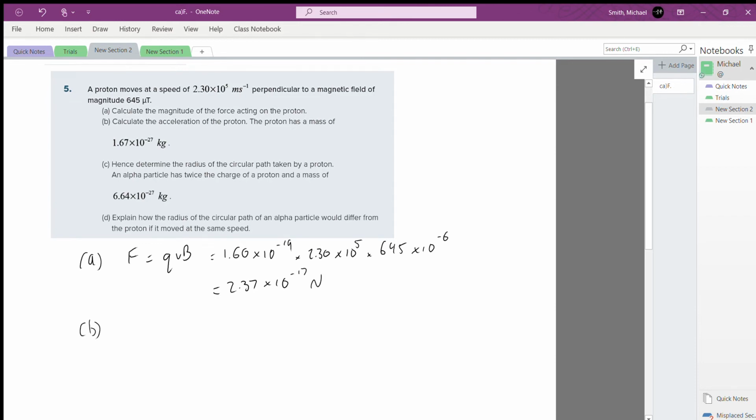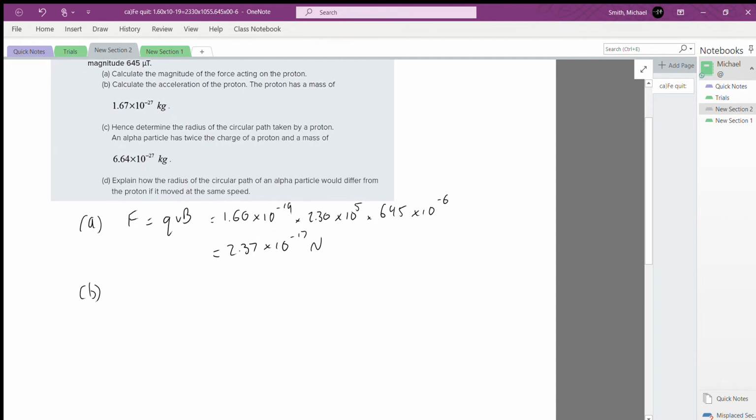That's fairly straightforward. Next, we have to calculate the acceleration of the proton, and the proton has a mass of 1.67 times 10 to the power of minus 27 kilograms. Here it is using Newton's second law, so a equals F on m. We've just calculated the force. So it's 2.37 times 10 to the power of minus 17. We're told the mass, 1.67 times 10 to the power of minus 27. Substituting that to the calculator, we get 1.42 times 10 to the power of 10 meters per second squared.